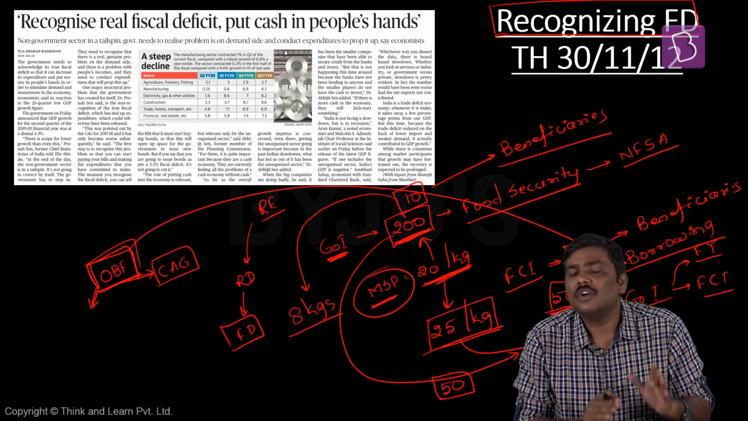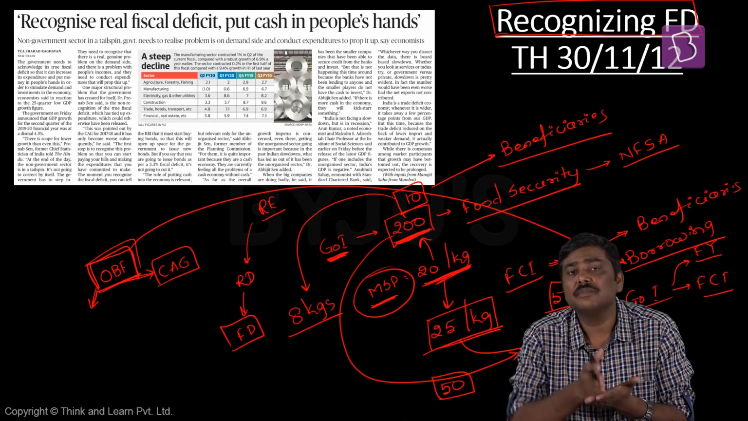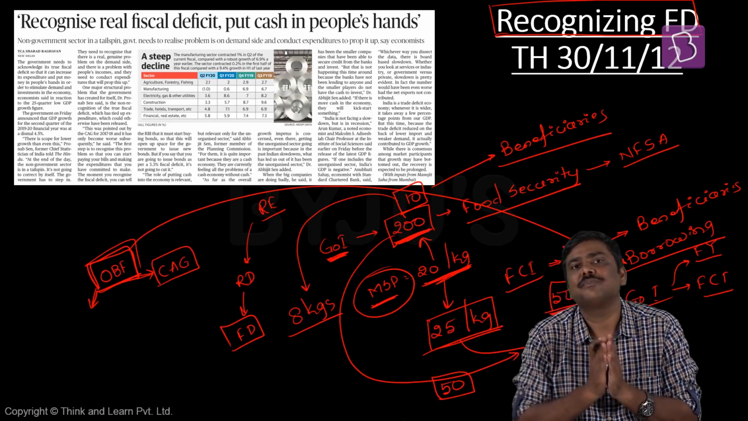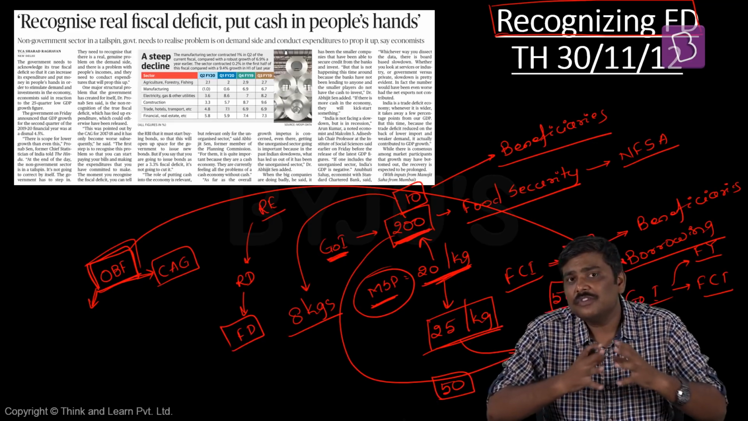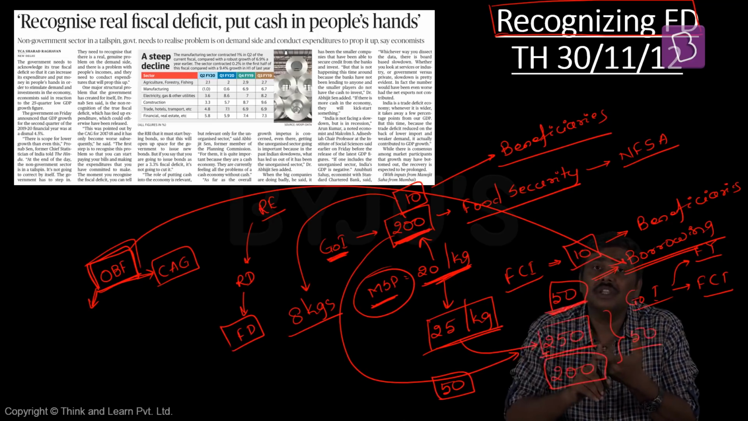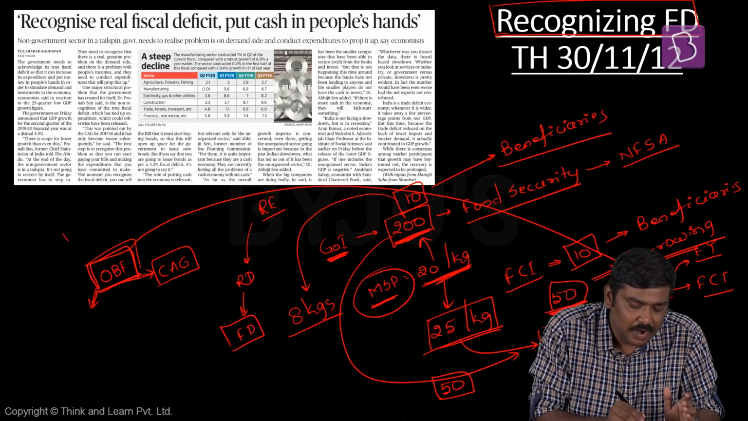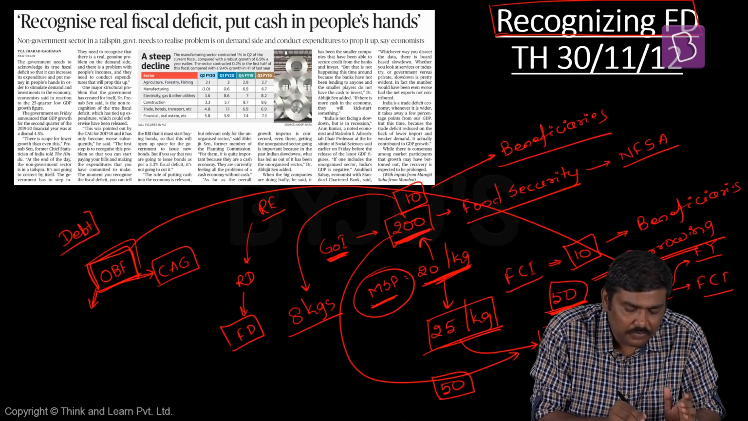Now, what is the problem with off-budget financing? In recent times, the practice of off-budget financing by the government has increased. When the practice of off-budget financing increases, these borrowings are not mentioned in the fiscal deficit numbers, but nevertheless, these numbers will be part of the overall debt of the Government of India.